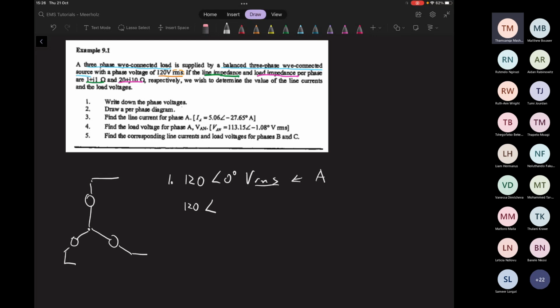I don't think I'll be able to see the chat. I hope so. Someone type the phase. Let's see if I see it. Okay, there we go. Cool. Exactly. So it's minus 120 degrees V RMS, and then 120 at an angle of minus 240. Good. Thanks for the interaction, guys.